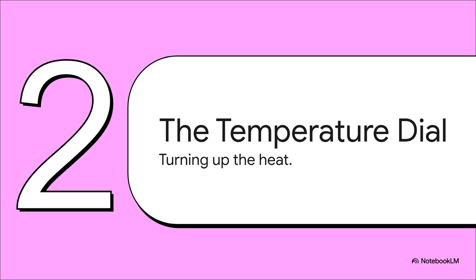Okay, on to dial number 2, the temperature dial. And this is one you already know intuitively. You put food in the fridge to make it last longer, to slow down the spoilage, right? And you put it on a hot stove to cook it faster. So what's actually going on there?